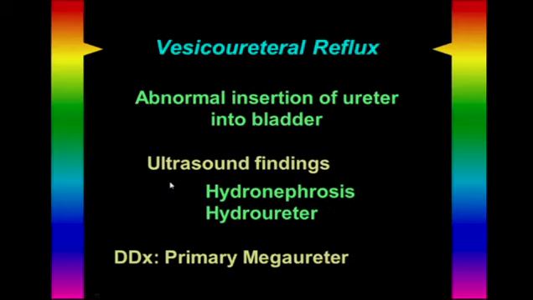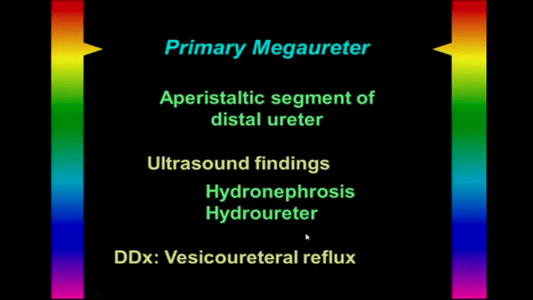Now, vesicoureteral reflux results when there's abnormal insertion of the ureter into the urinary bladder, and this leads to reflux of urine from the bladder back up into the ureter and into the kidney, causing hydronephrosis and hydroureter. These ultrasound findings are exactly the same as what you'd see with another entity called primary megaureter. Primary megaureter is a different pathologic process with the same in utero ultrasound findings.